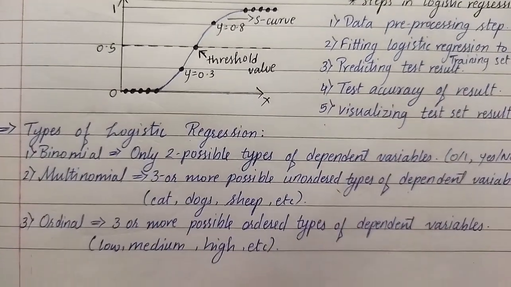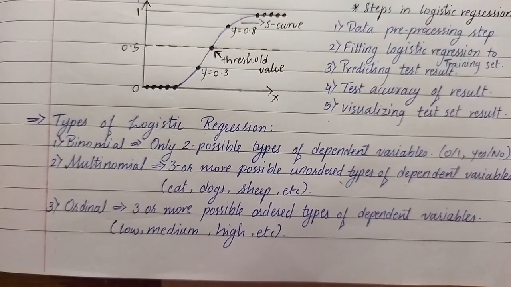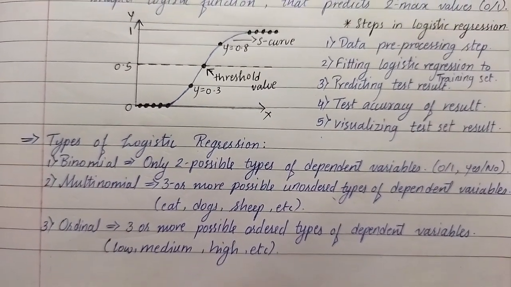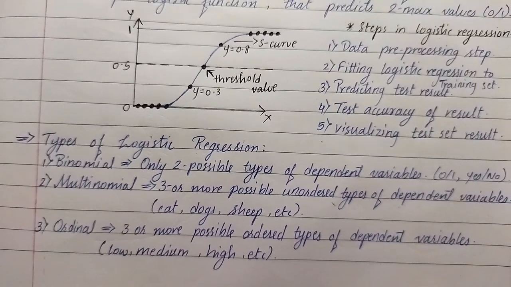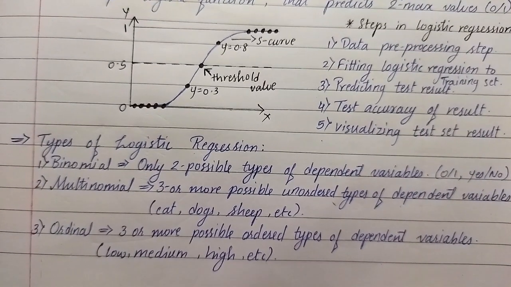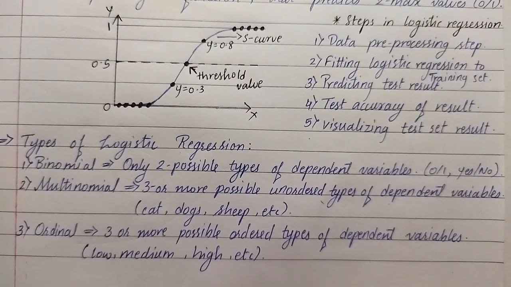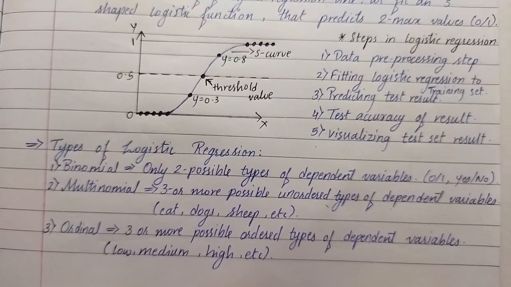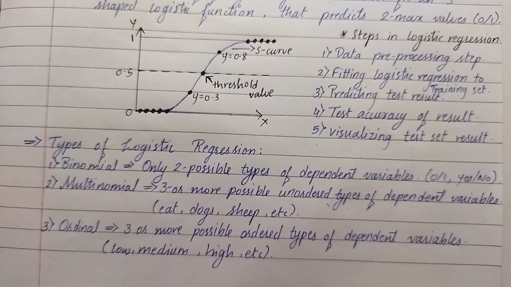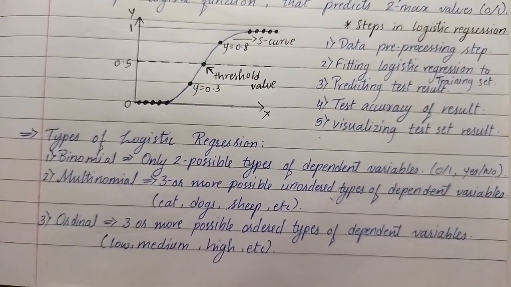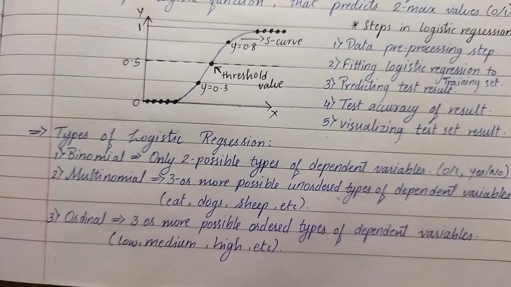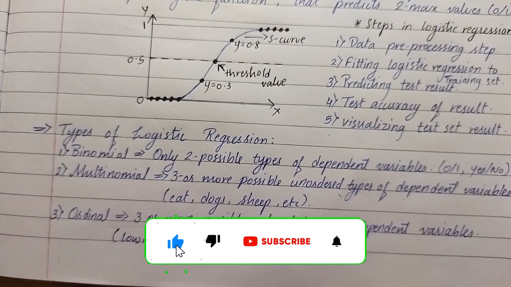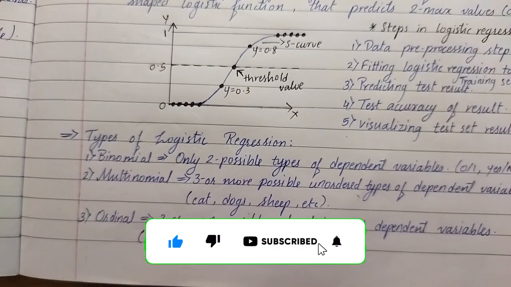And the types of logistic regression are binomial, multinomial, ordinal. So binomial, there are only two possible types of dependent variable, that is either it gives 0 1, yes, no. And for multinomial, it gives 3 or more possible unordered types of dependent variables like cat, dog, sheep, etc. And for ordinal, it gives 3 or more possible ordered types of dependent variables like low, medium, high, etc. So that was it for the logistic regression.